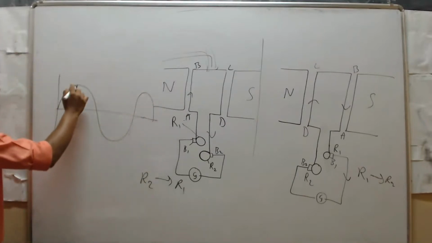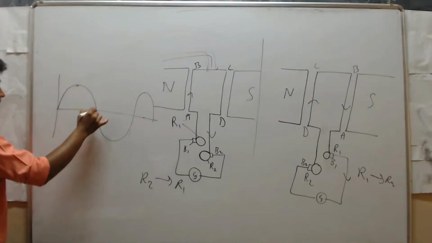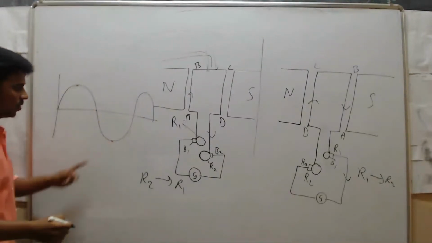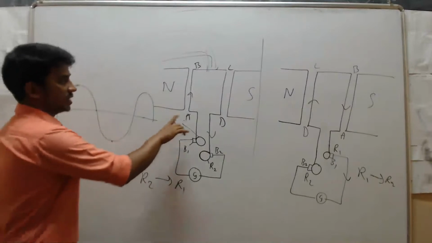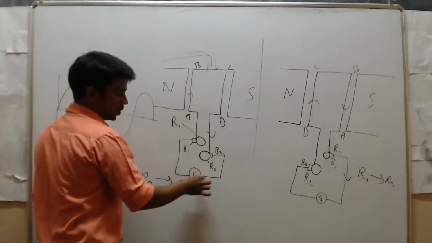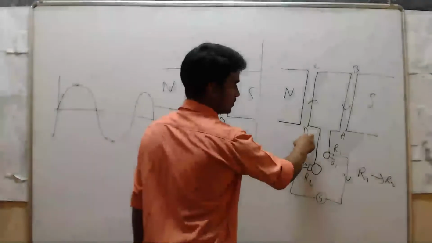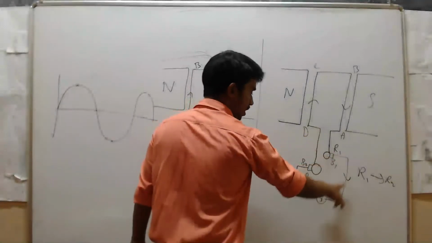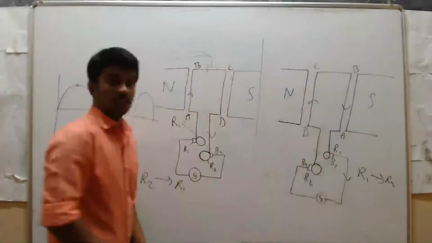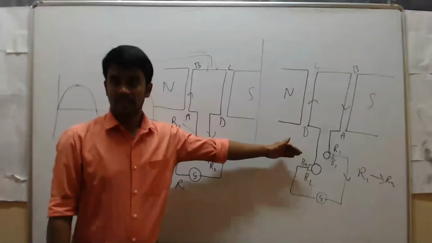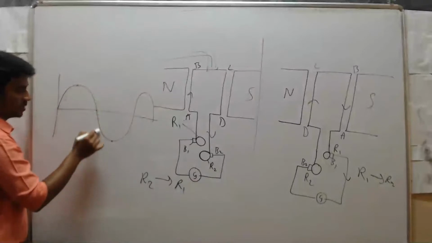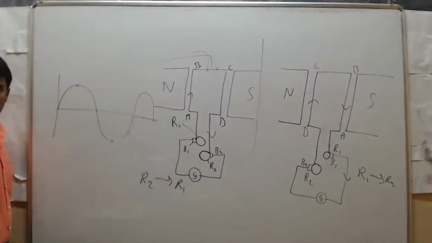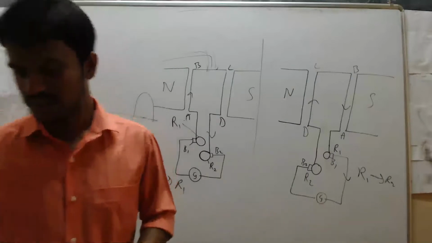See here, maximum current, less current, and here maximum current again. Why did we get this? Because in this case the current is from A to B, that is R2 to R1. But in the second case, the current direction is from R1 to R2, that is D to C. The direction of the current is reversed, so that's why we represent it graphically like this. So that is the working of the AC generator.